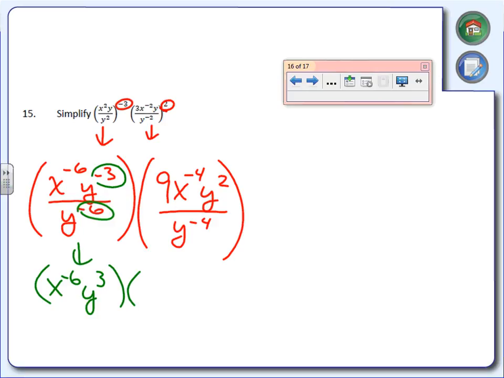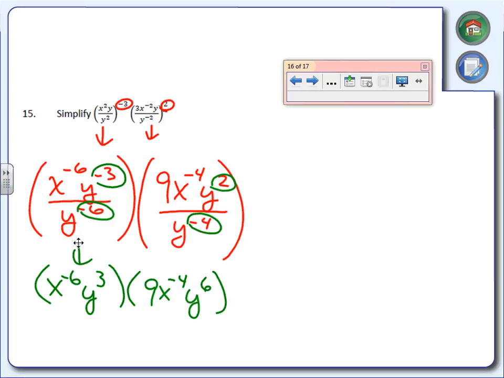Let's do the same thing over here with this one. We got 9x to the negative 4. If I take these two exponents right here and subtract, 2 minus a negative 4. What's 2 minus a negative 4? Positive what? Nope. 2 minus a negative 4 is a 6.